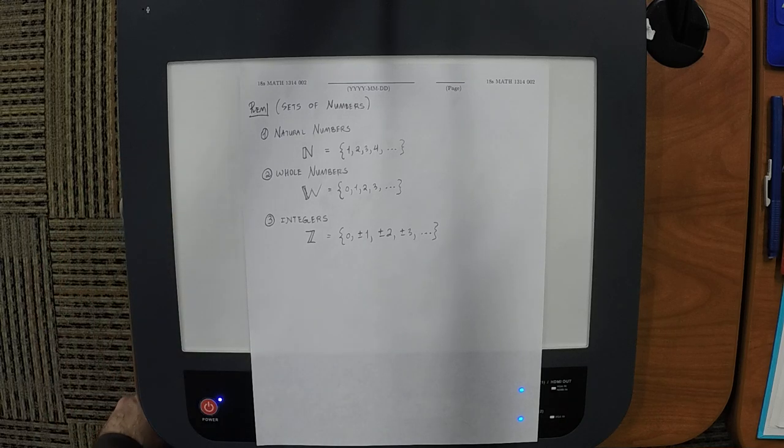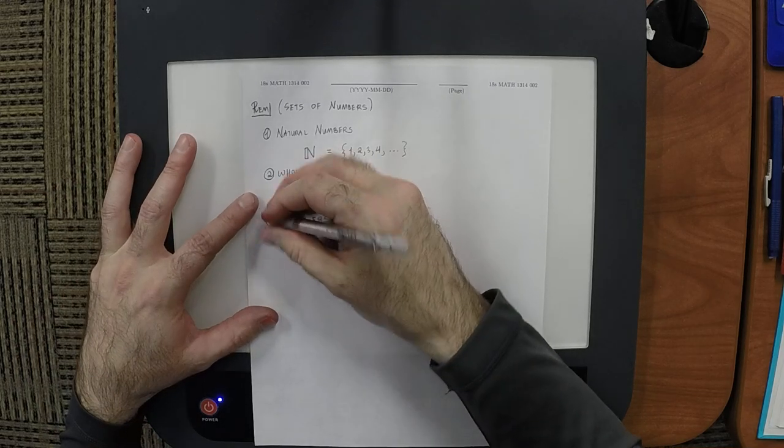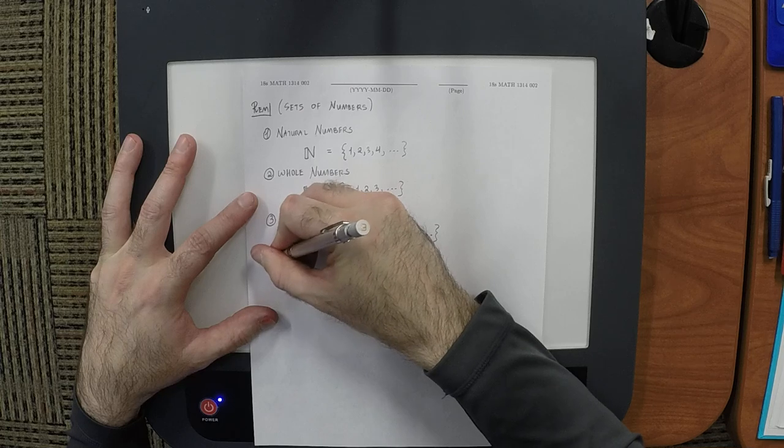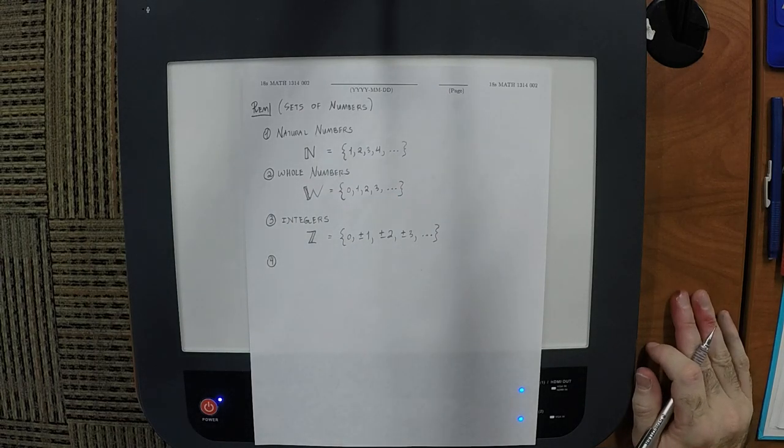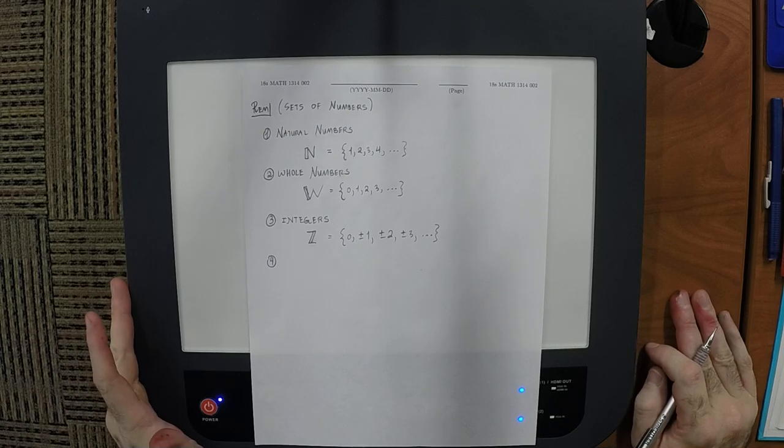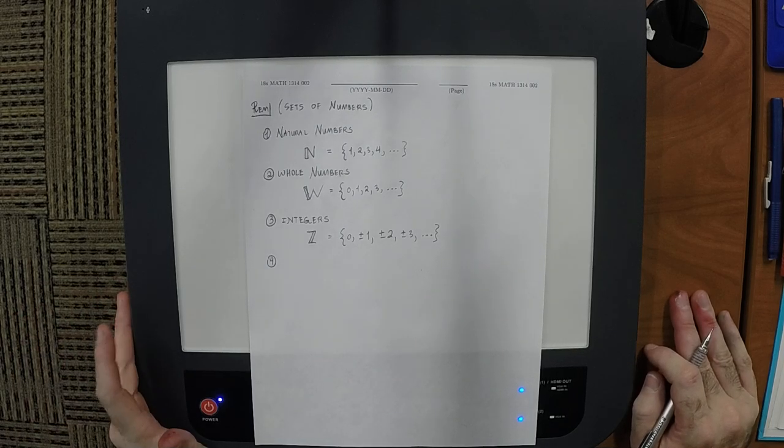Notice that every whole number is an integer. Is the converse true? Is every integer a whole number? No. What's a number that is an integer but not a whole number? -1. Okay. 4. Now, can someone give us a number that is, well, a number, but it's not an integer?